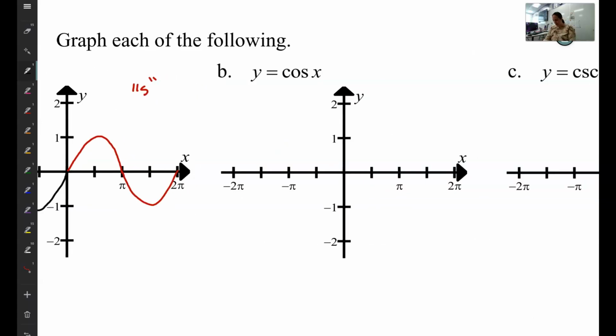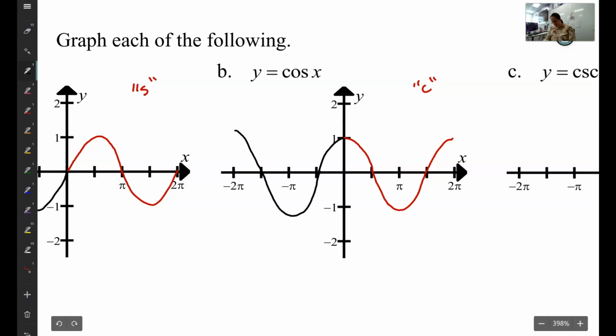Cosine is similar, but it's cosine, so it has more of a C shape. So it starts up at 1, and then goes down, and then back up. That's the C pattern. And it's also periodic, so it's that C pattern repeated over and over. Kind of like that.